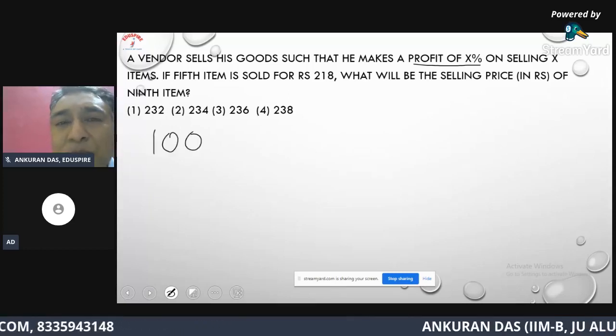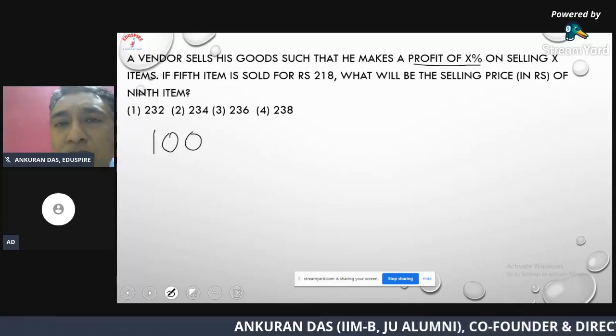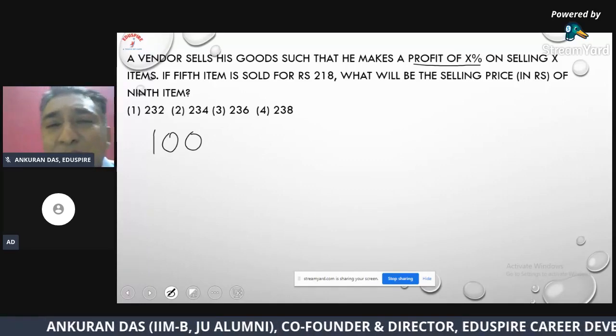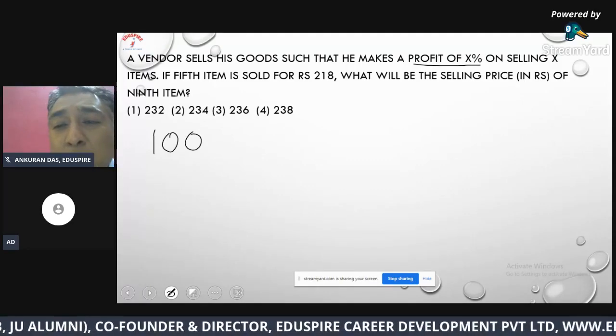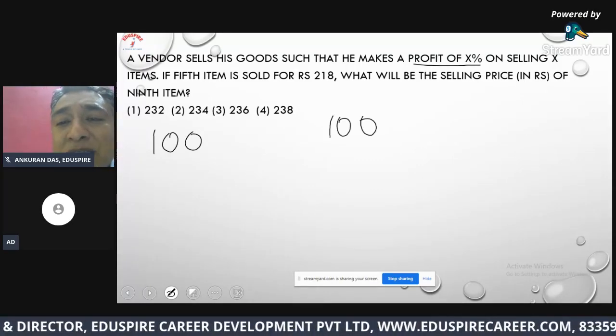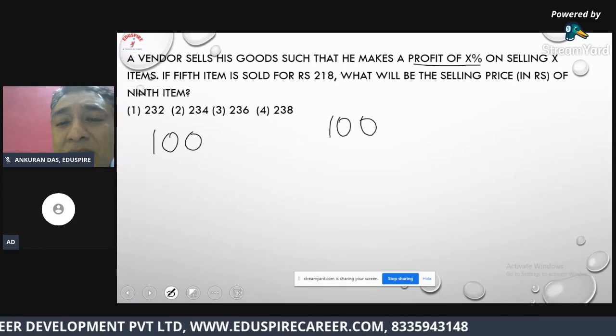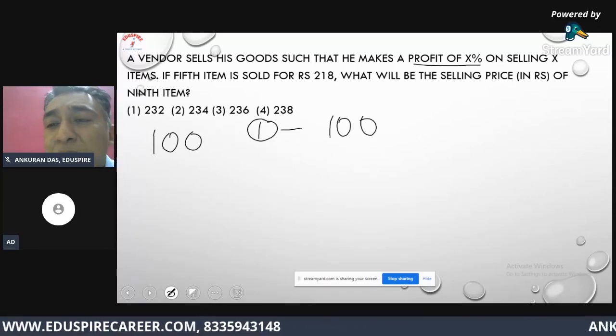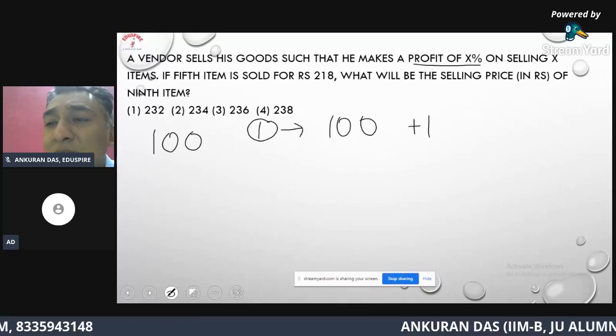So, I'm trying to make a table of cost, profit and selling price. When I say cost, it will mean overall cost. So when I say I sell item 1, the cost is 100 and I expect a profit of 1 rupee, and hence I sell it at 101 rupees.